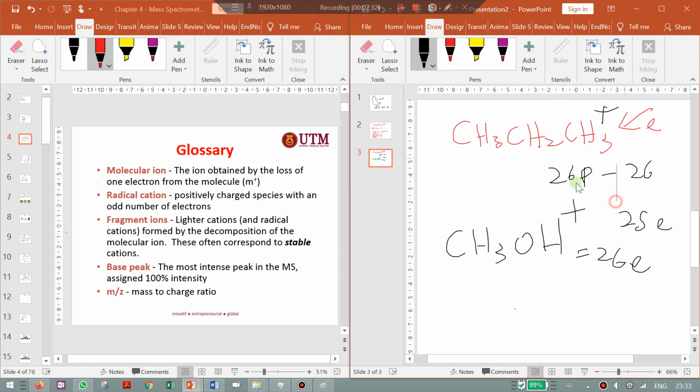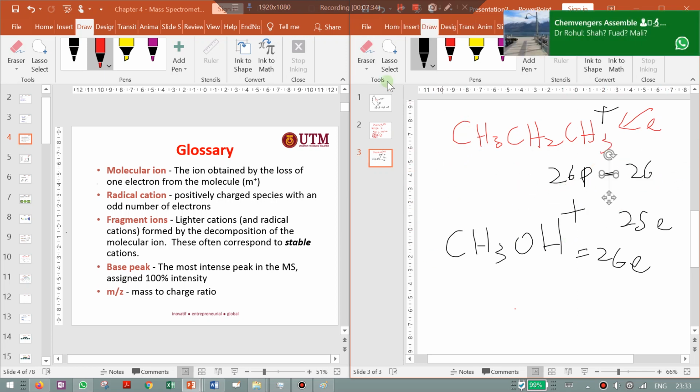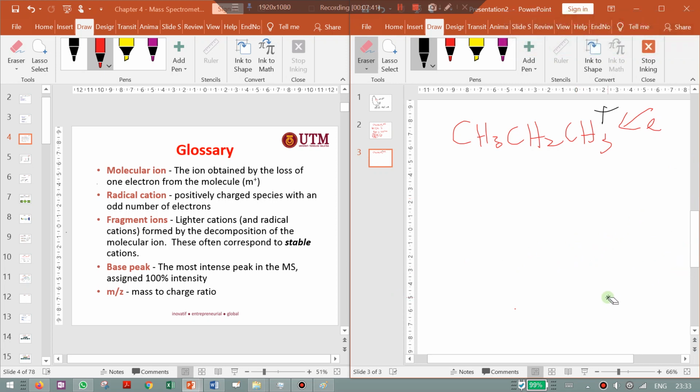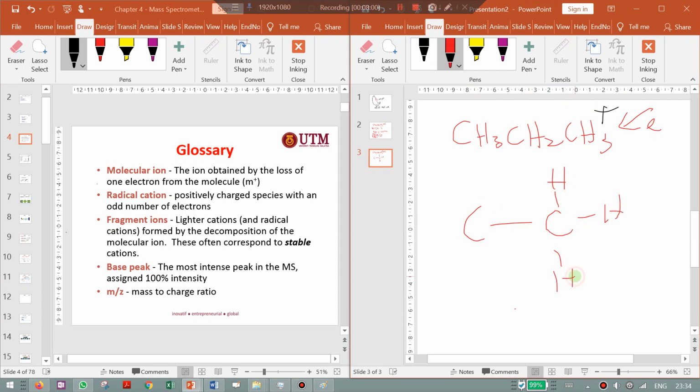Let's say you have your thing over here. Okay, remember, between two bonds. Okay, let's say for example you have CH. I will show you a very simple example. Okay, a very simple example.